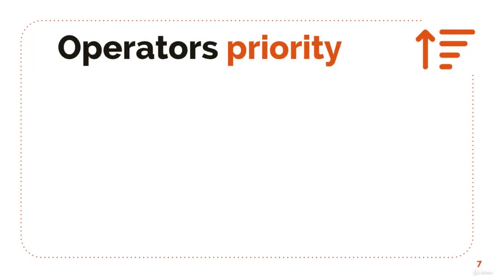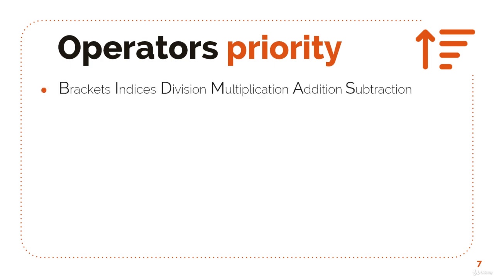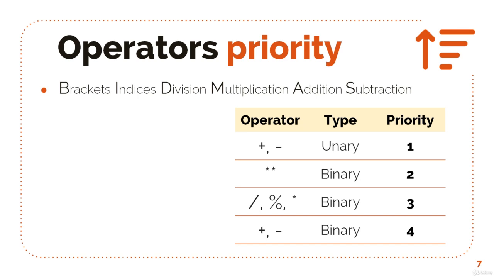Okay, so another thing you need to know about these operators is that some have priority over others. You may be familiar with BIDMAS or BODMAS, which is the standard order in maths. This also applies to Python too. Look at the table presented. It contains the priority of the operators, with priority 1 being the highest and 4 being the lowest.